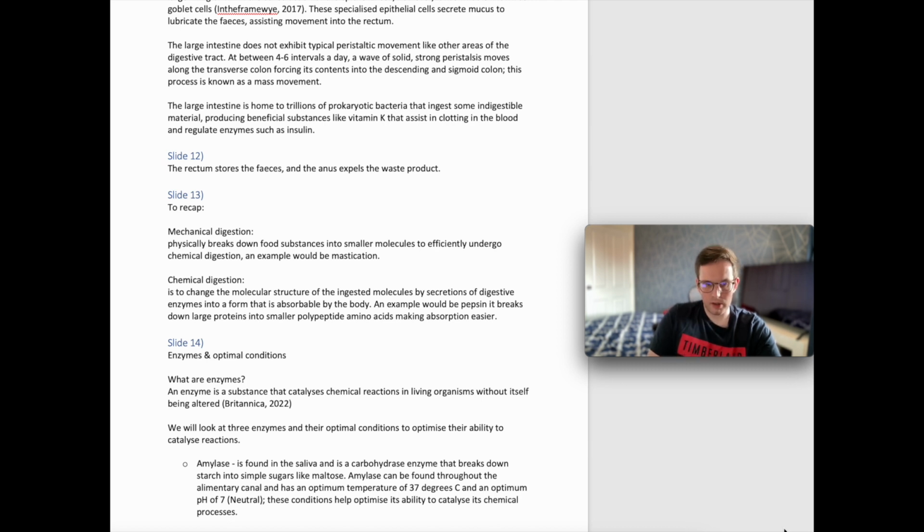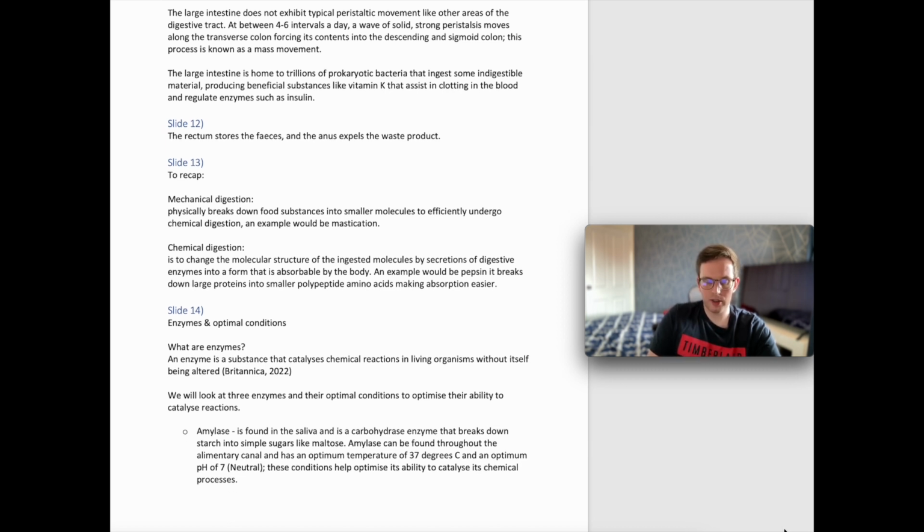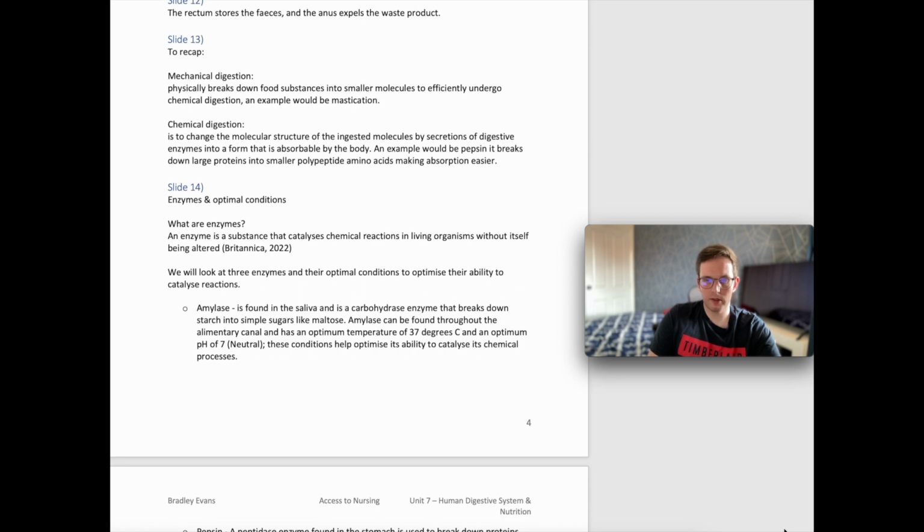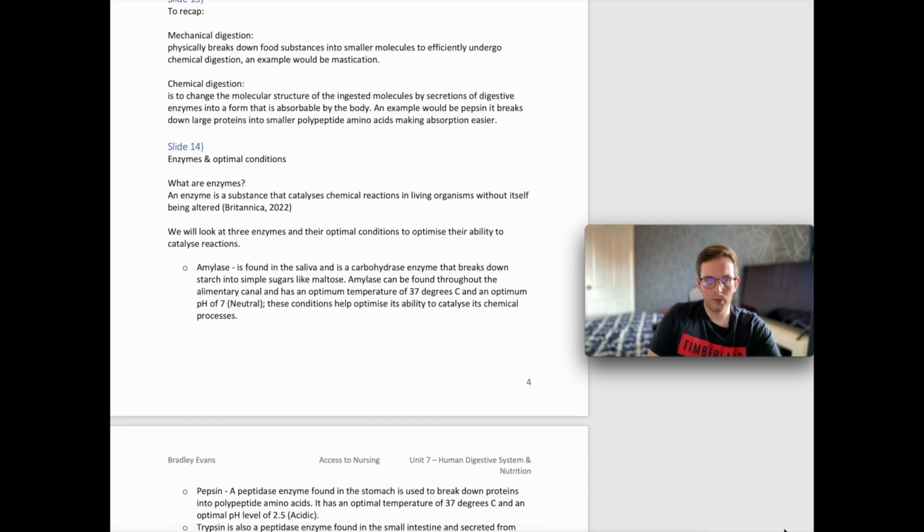I then go on to slide 14 to talk about enzymes and optimal conditions. What are enzymes? An enzyme is a substance that catalyzes chemical reactions in living organisms, without itself being altered. We will look at 3 enzymes and their optimal conditions to optimize their ability to catalyze reactions.